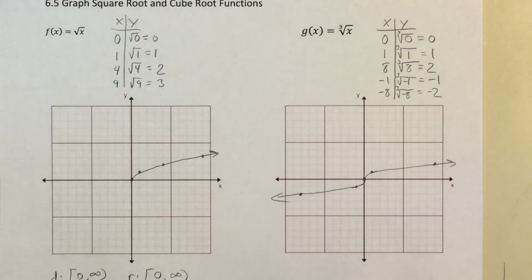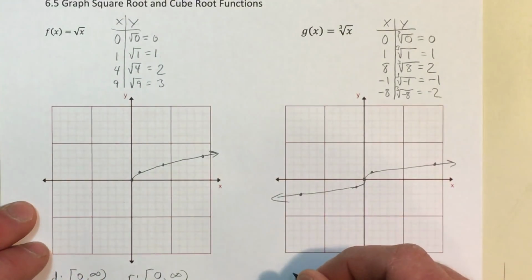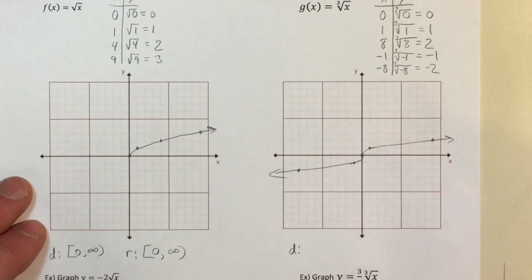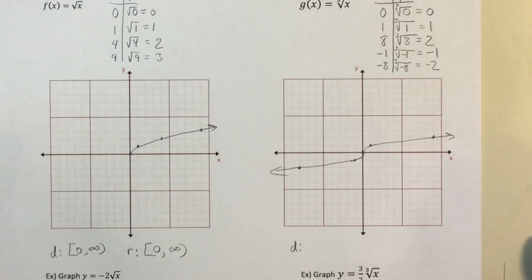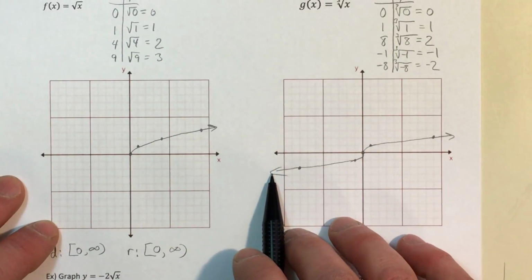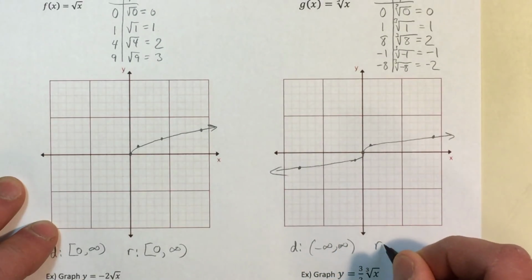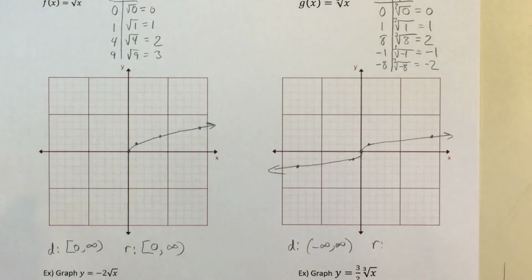All right. And then domain. What do you think? Any restrictions on our domain here? We got negative infinity, positive infinity. No restrictions. It was an odd root, so that should be fairly apparent.